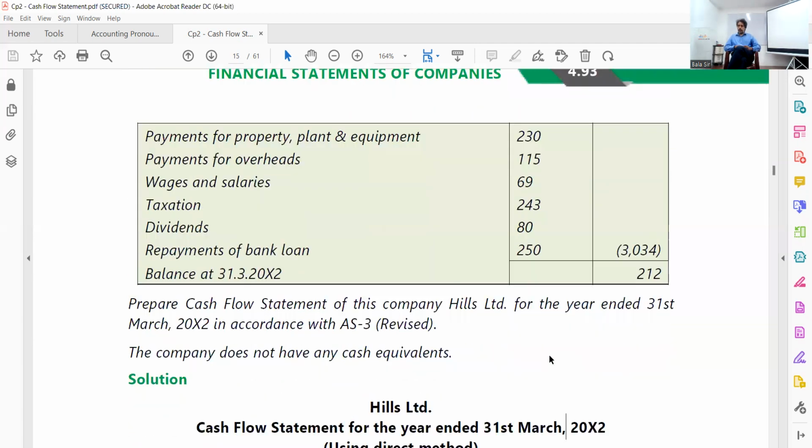Next. Payments for overheads. What is that? Operating activity. Next. Wages and salaries. Again what? Operating. Pay the employees. Then taxation. What is that again? Operating. Next. That's subtract. That's it.